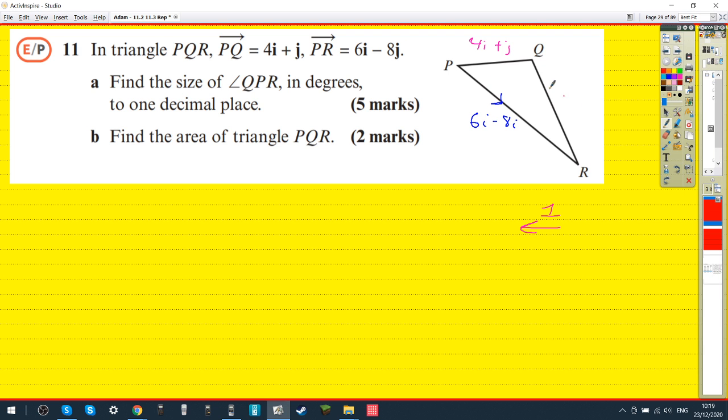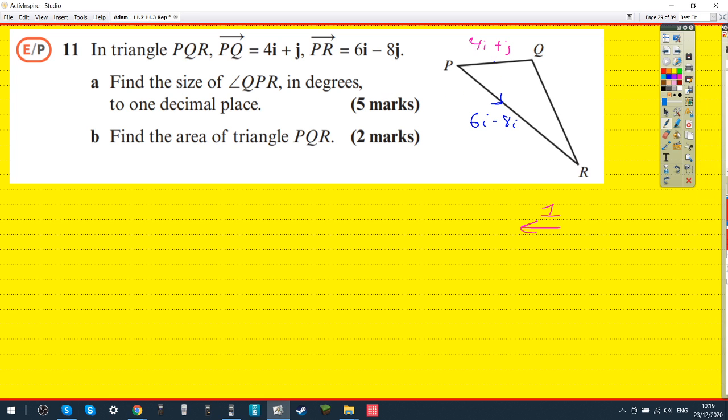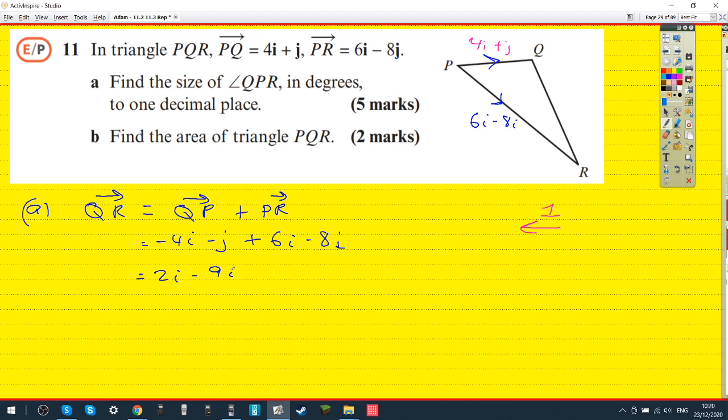So let me just see. P to Q. Okay, so what is Q to R? 4i plus... No. Q to R, you made the same mistake. Oh, so it needs to be minus 4i minus j. Is that right? Yeah. And then add 6i minus 8j. And then that should work. So that would be 2i minus 9j, and then you would go from there.